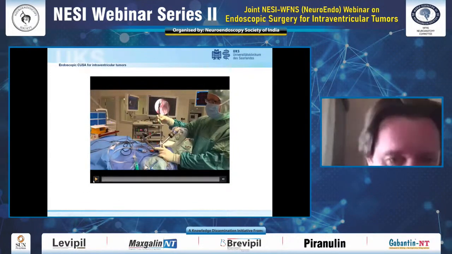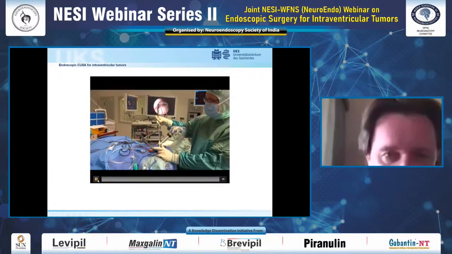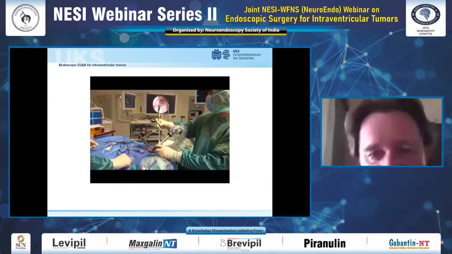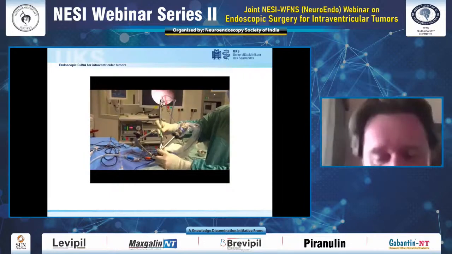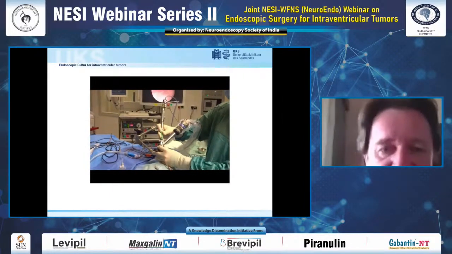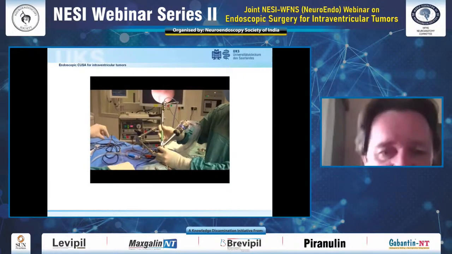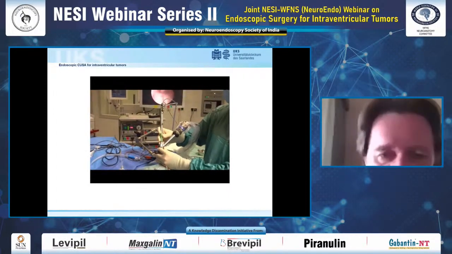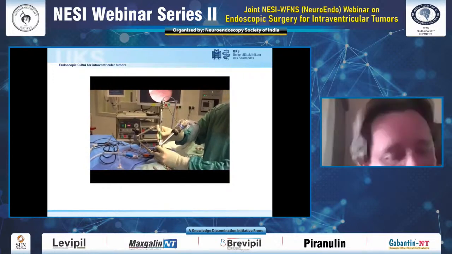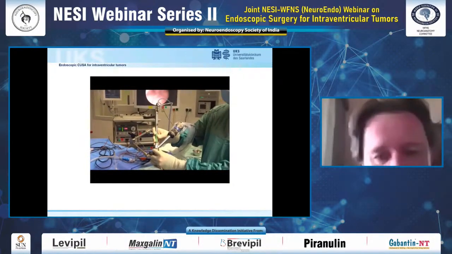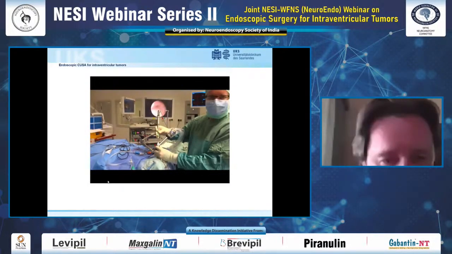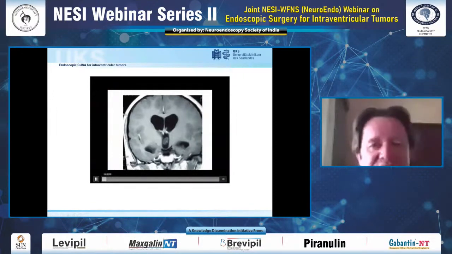Let me see if this runs. This is the technique. So basically you push it under direct visual control through the endoscopic sheath. And then to adjust, you have to maneuver the whole endoscopic sheath as in any other endoscopic procedure. So it's rather challenging when you have a big tumor in the third ventricle. You always have the risk to harm the fornix and the border of the foramen of Monroe. So this is an ideal indication.